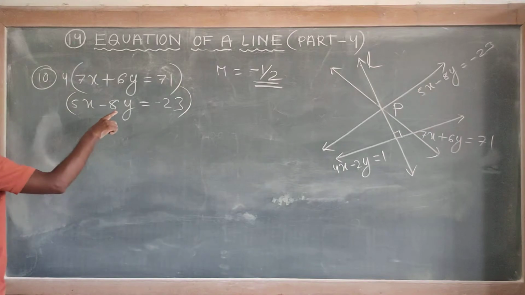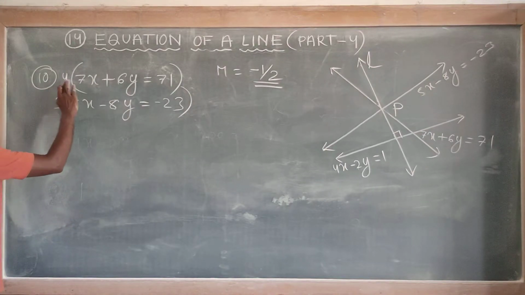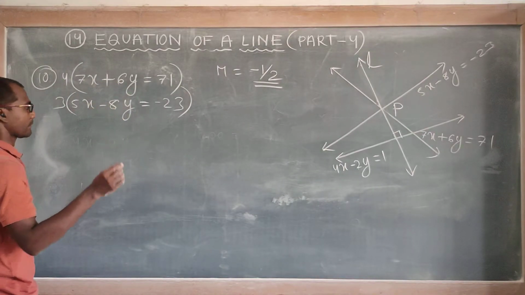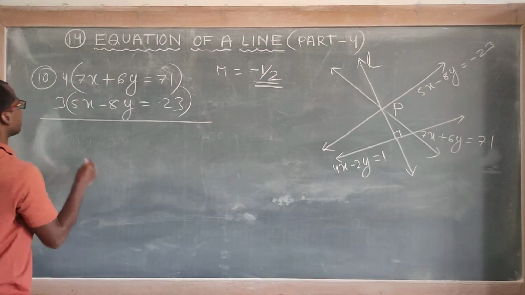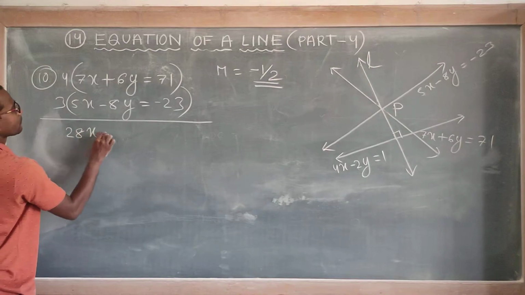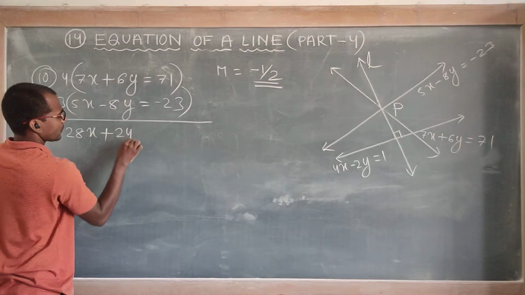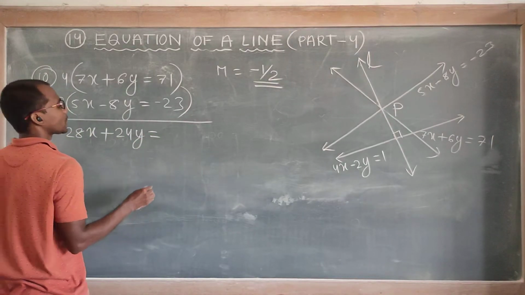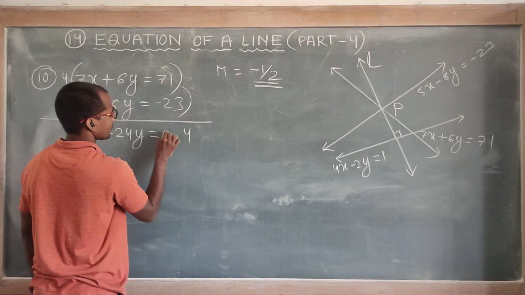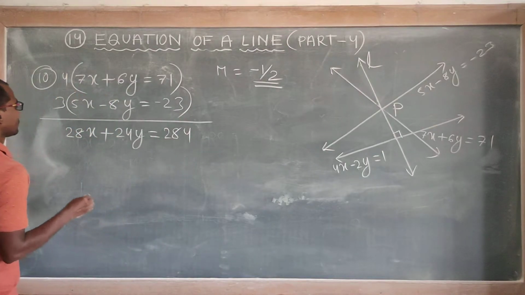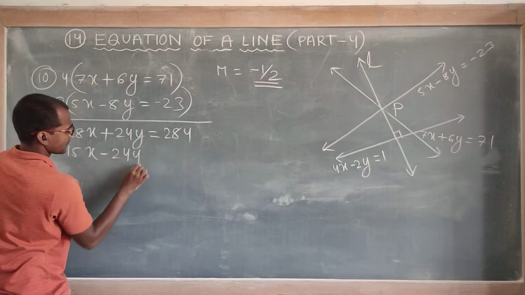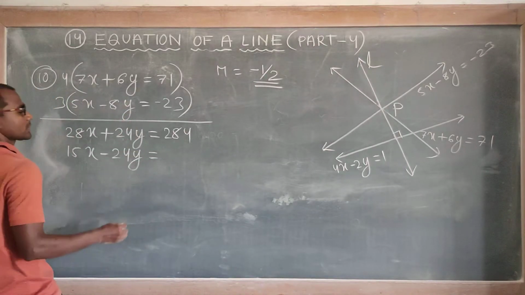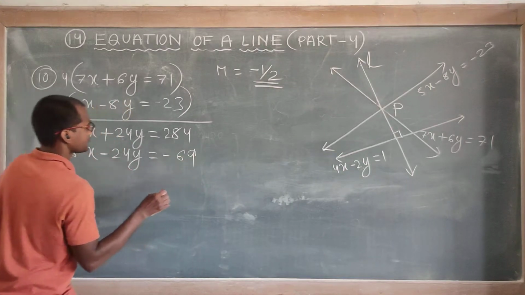I am equating the coefficients of y. Okay, 4 into 6 is 24, 3 into 8 is 24. Ready? Elimination method, class 9. 28x plus 24y is equal to 4 into 71, which is 284. 15x minus 24y is equal to 3 into minus 23, which is minus 69.